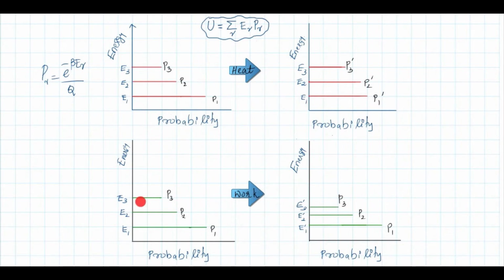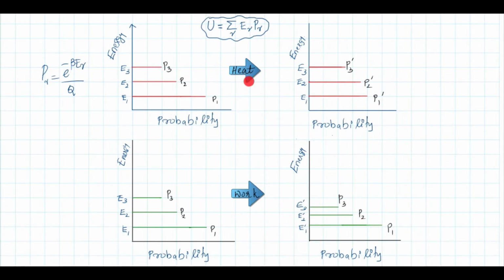Now, the second case is you have again the same probability and same energy levels. Now you are doing mechanical work on the system. Now that will alter the energy levels. If you are doing work, that will change the volume, and that will alter the energy levels. So the position of energy levels is different, but the probability remains the same. There is no change in probability.